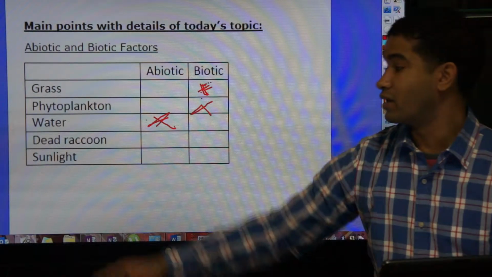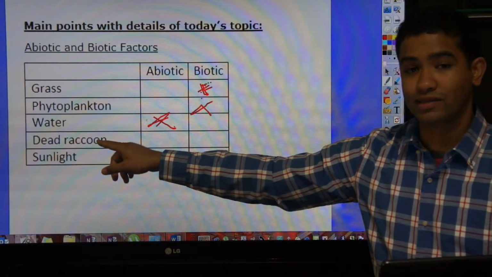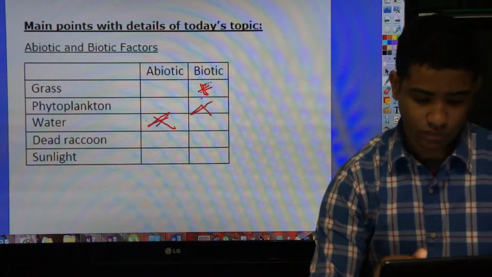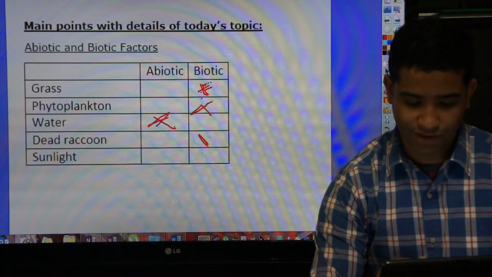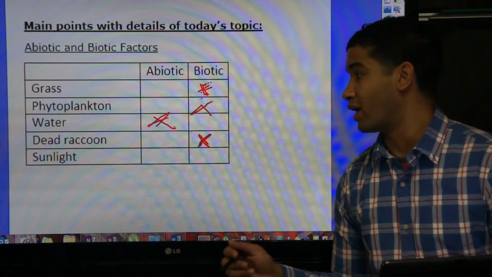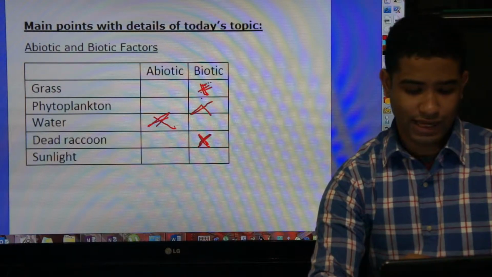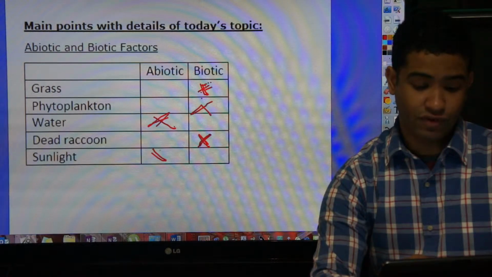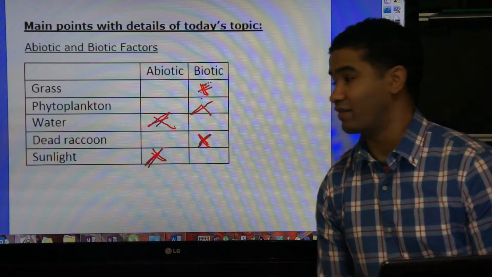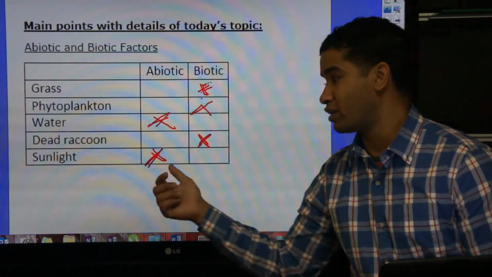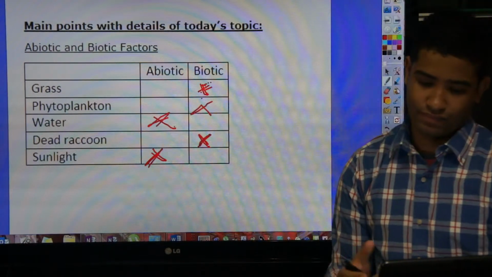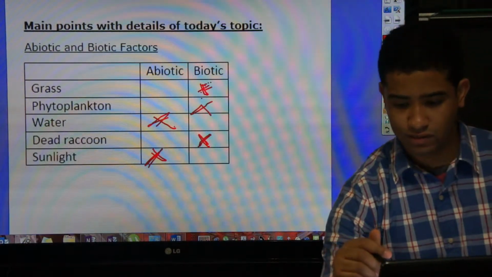A raccoon. A raccoon is an organism. A dead raccoon is still biotic. So a raccoon would be a biotic factor, and a dead raccoon is still a biotic factor. And sunlight, the sun, and the energy from the sun is not living. Stars are not living. The sun is not living. And the energy, any type of energy, is not living. So it is abiotic, not living. So fill in your chart.